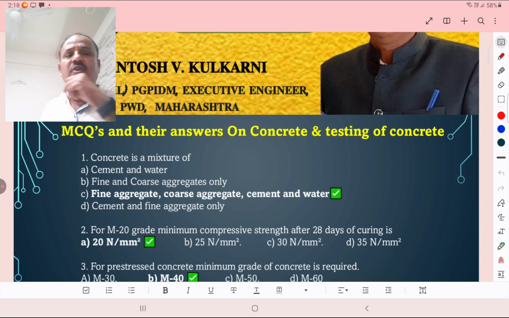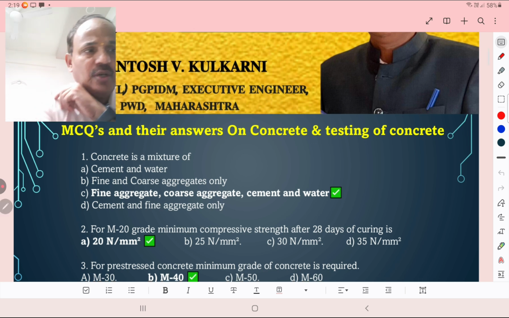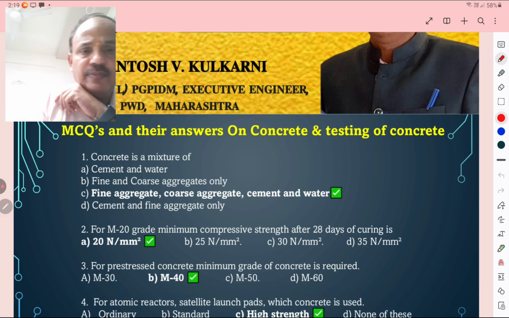First MCQ: the concrete is the mixture of cement and water, fine and coarse aggregate only; fine aggregate, coarse aggregate, cement and water; and cement and fine aggregate only. Very simple: fine aggregate, coarse aggregate, cement and water. So option C is most appropriate.